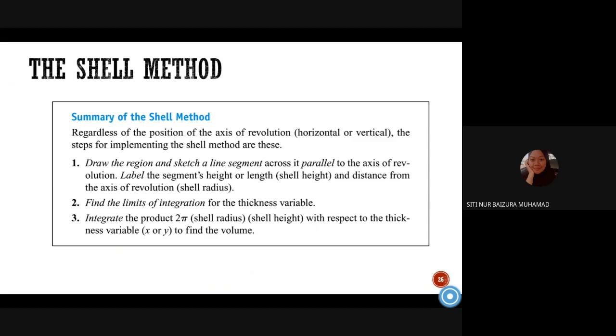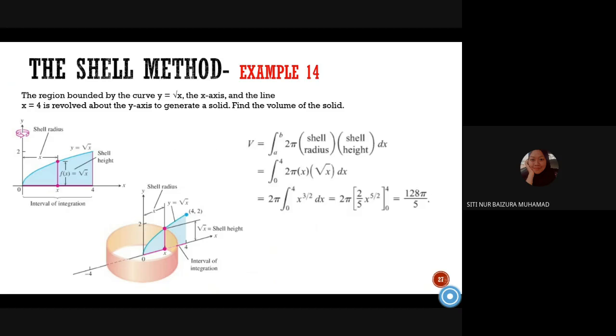You can find out on your own. Later you can read it yourself. So now I will go straight to an example. Let's look at this example so you can understand.